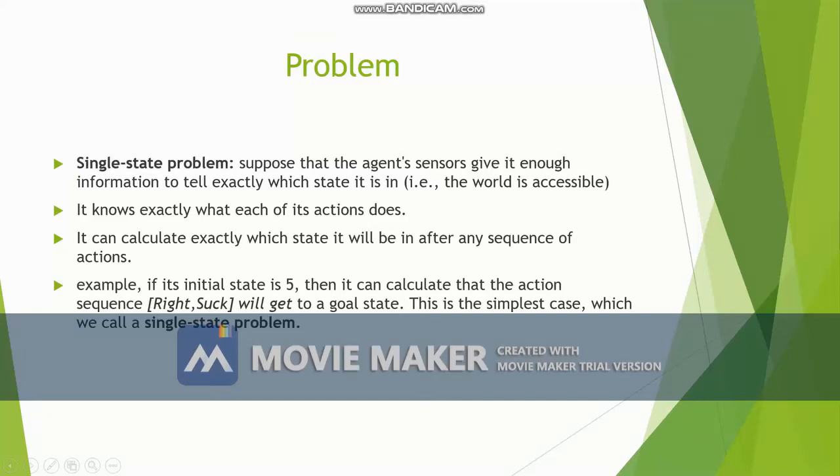Welcome everyone. In this video, we are going to learn about single state problem and multi-state problem. Now let us see what is single state problem.